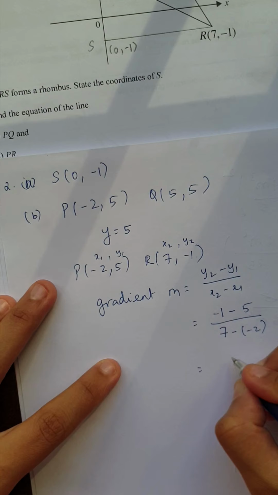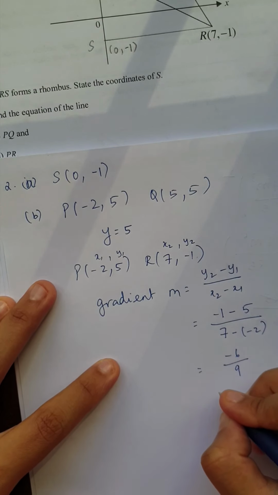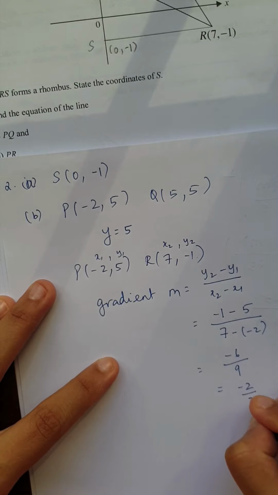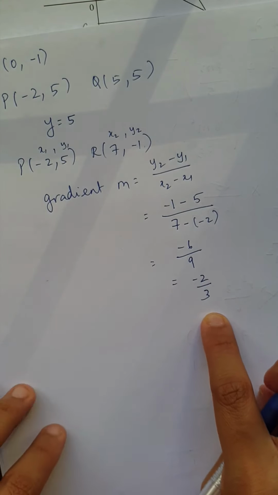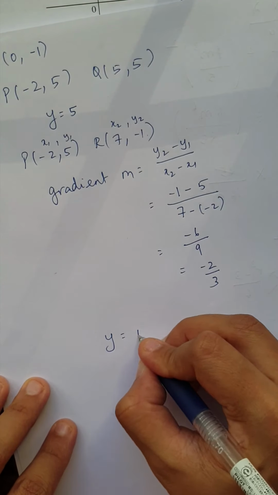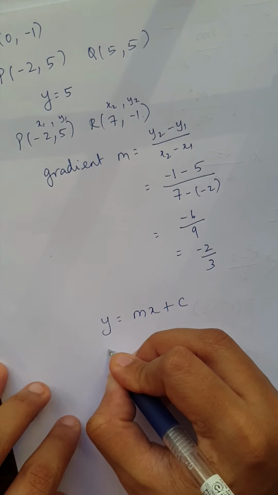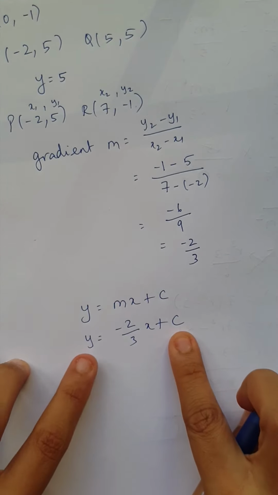Right? So you get negative 6 over 9, which can be simplified as negative 2 over 3. Once you have this, this is your gradient. The equation of a line is given by y equals mx plus c, so y equals negative 2/3 x plus c. Now I need to find c.